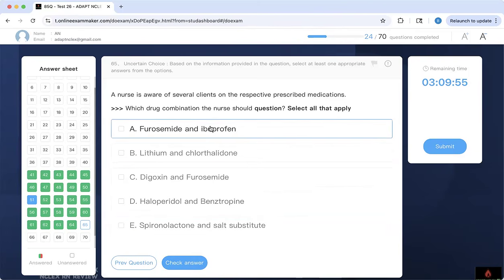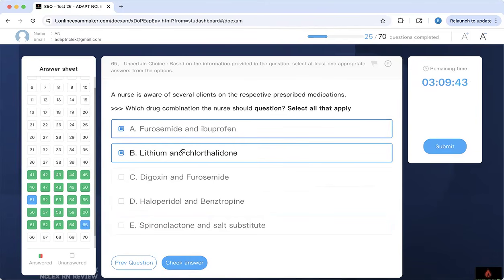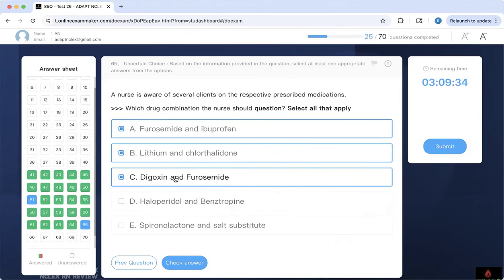If you take furosemide, you shouldn't take ibuprofen. Furosemide gets rid of the water. Ibuprofen brings the water back. Lithium, you should not take any diuretic. Chlorothalidone is a diuretic. Digoxin, if your potassium gets low, you have toxicity. Furosemide decreases your potassium, and therefore you can have digoxin toxicity.